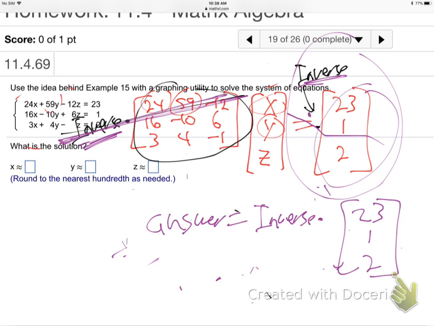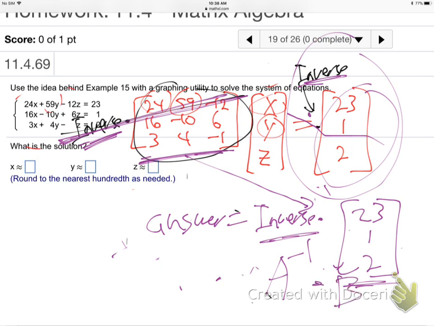In the end, all you need to do is take that original matrix they gave you, type it into your calculator, and find the inverse, and multiply the inverse times that one. So call this matrix A, and do A inverse times B. So let's do it. You know what I'm saying?